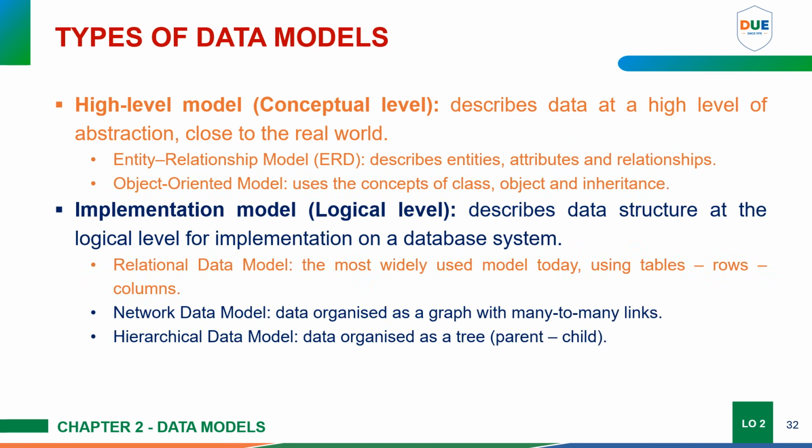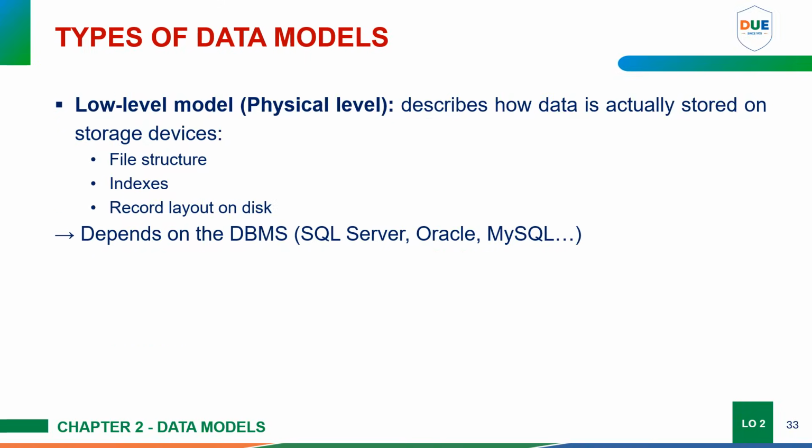Let's organize the main data models by their level of abstraction. At the conceptual level, high-level models describe data close to the real world, such as the entity relationship model and object-oriented model. At the logical level, implementation models describe data in a form that can be built into a system. The relational model is the dominant approach, using tables, rows, and columns. The older network and hierarchical models were largely replaced because they offered less flexible querying and made applications more dependent on the data structure. Finally, at the lowest level, we have the physical model.